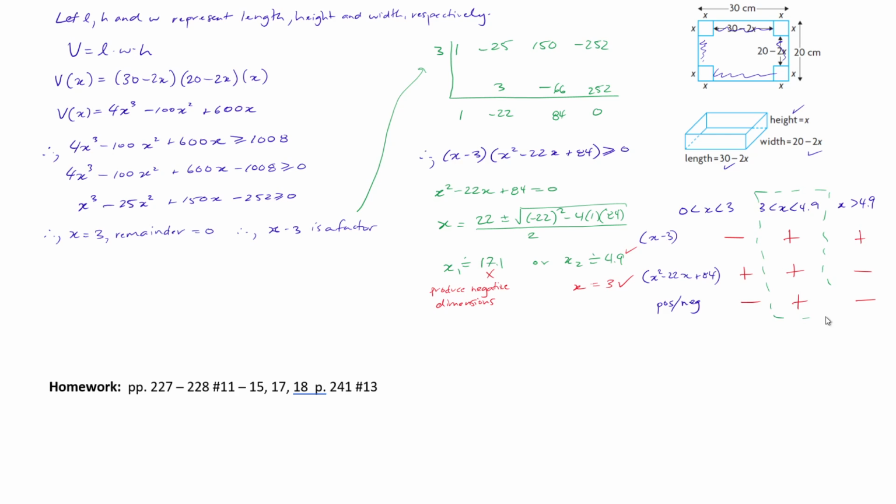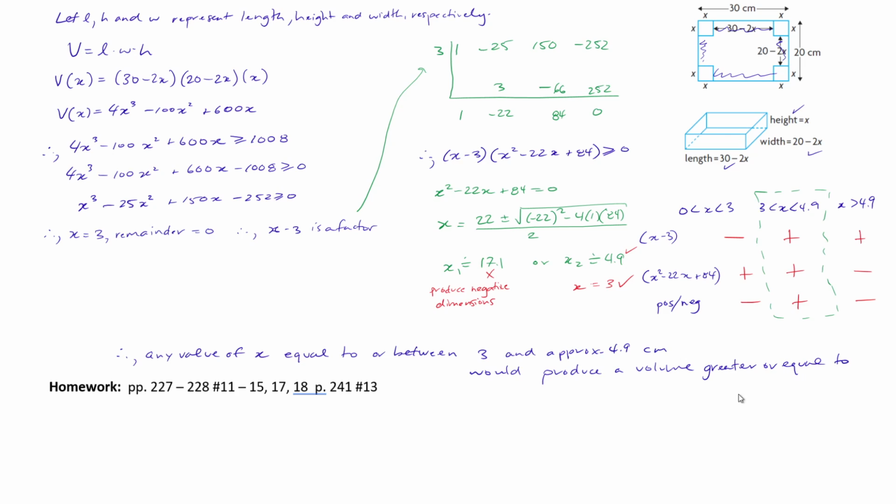So basically, you would say that, therefore, any value of x equal to or between 3 and approximately 4.9 centimeters would produce a volume greater or equal to 1,008 cubic centimeters.